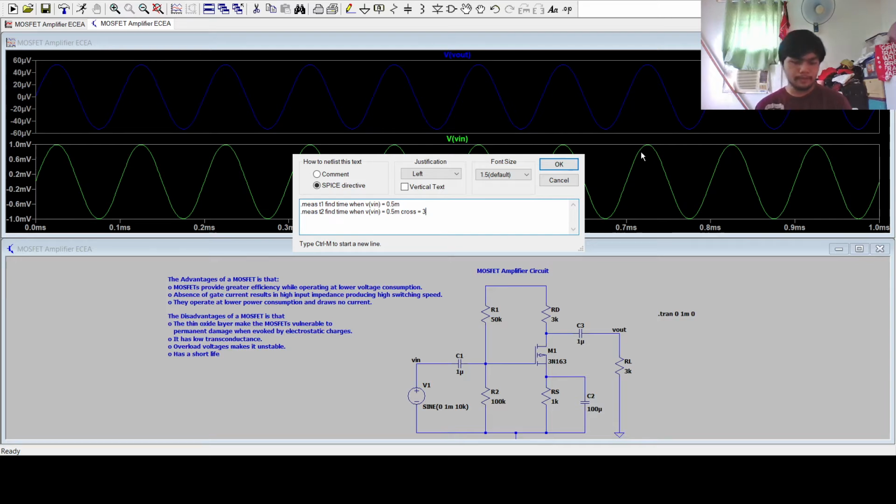Now for its frequency input, measure frequency input param with a formula of 1 over T2 minus T1.